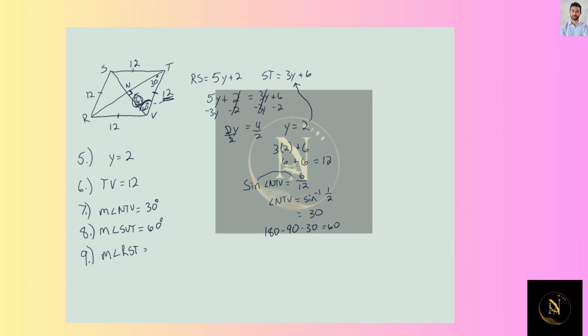RST would include a 60 degree angle here and a 60 degree angle here, because we would know that's a right angle, we would know this is 30, and it has to be 60 here. So the two combined make 120 degrees. Moving on to 10, SRV, that would include a 30 and a 30 for the same reasoning. So the measure of angle SRV is the two 30 degree angles combined, or 60 degrees.